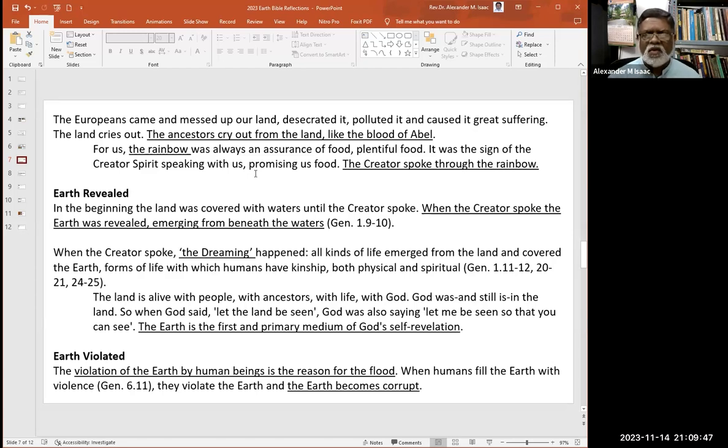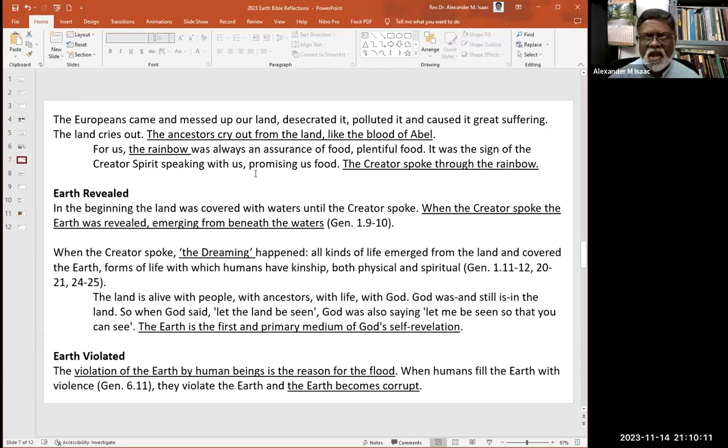In the beginning, the land was covered with waters until the Creator spoke. When the Creator spoke, the earth was revealed, emerging from beneath the waters. That is Genesis 1. When the Creator spoke, the dreaming totem happened. All kinds of life emerged from the land and covered the earth, forms of life with which human beings have kinship, both physical and spiritual.